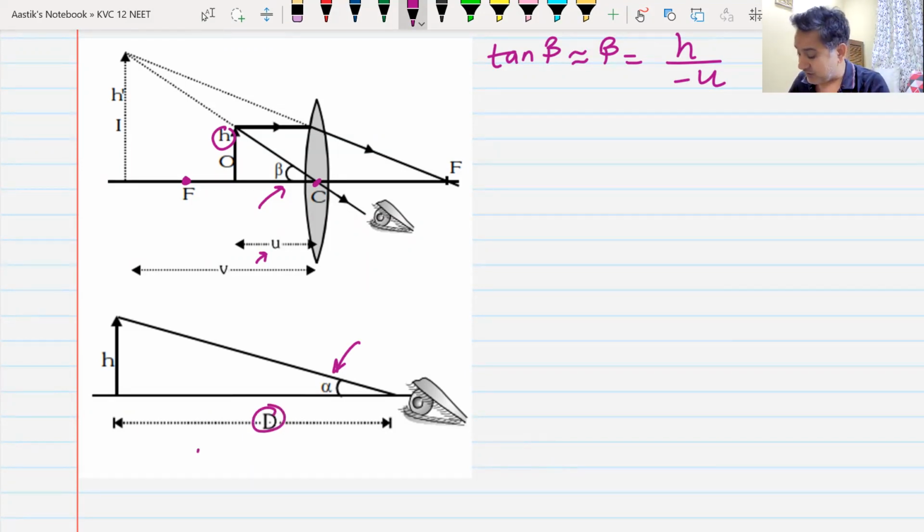This D is known as the least distance of distinct vision. Have you heard about this term? Least distance of distinct vision, yes or no?